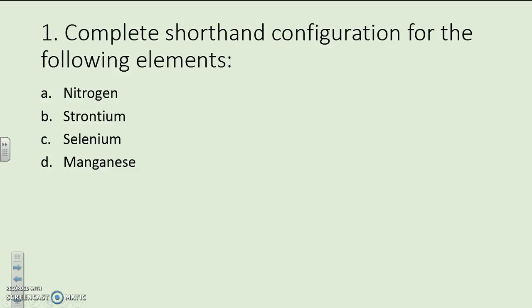All right, so let's go through these and make sure that we have the right answers for them. The first one says to complete the shorthand configuration for the following elements. Now remember, shorthand is the same thing as noble gas configuration. So you need to find your element on the periodic table, which would be nitrogen. You go up one row and all the way to the right, and we can write in blue. All right, so we go up and all the way to the right, and you should have neon. Sorry, wrong element. You're going to have helium, and then you're going to finish with 2s2, 2p3. All right, for strontium, up and over, you should have krypton, and then you should have 5s2.